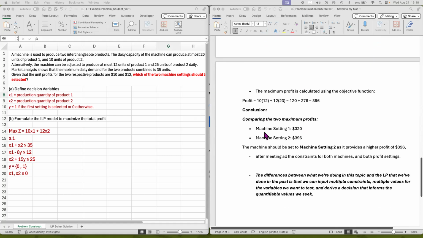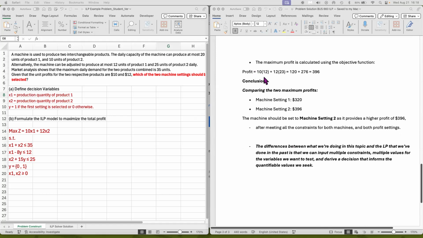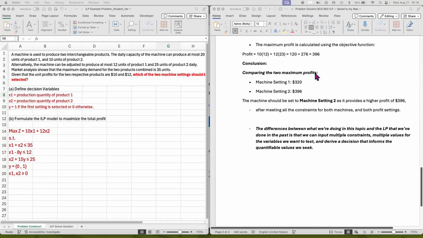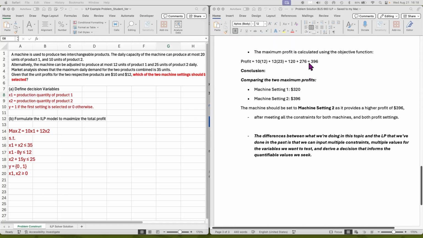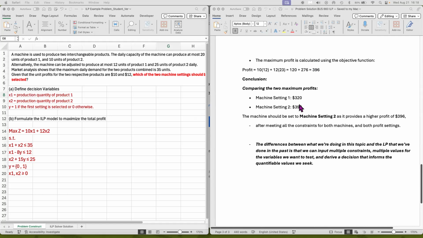So to get to solving the problem, we would take our profit equals 10 times 12 plus 12 times 23, which is 120 plus 276, which gives us a total of 396. So comparing the value after, because we do the same thing for the other part of the problem, comparing those two maximum profits, we could see that we should take the machine setting number 2 because it gives us the greater profit, 396 versus 320.